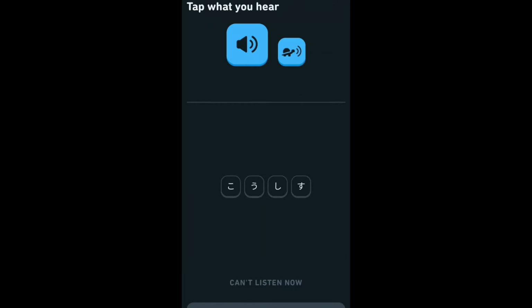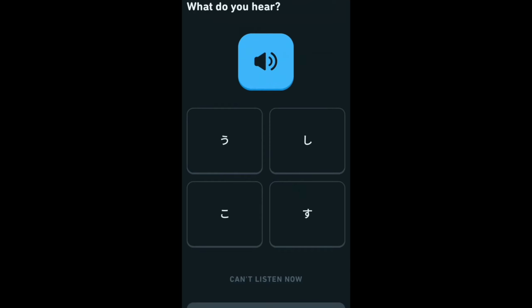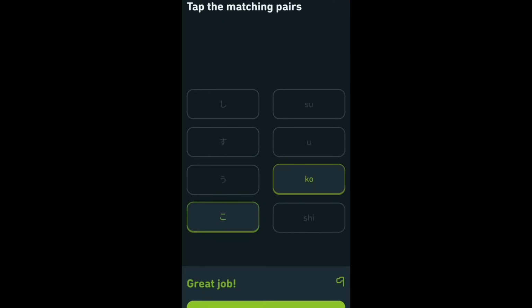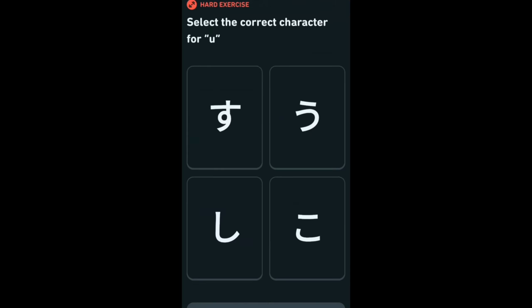Now I'd like you to write sushi for me. Try and remember what the character for su is and what the character for shi is. Sushi. And it means sushi. What is u? So this is shi. And this is su. This is u. And this is ko. Great. Well done. It's a hard exercise now.